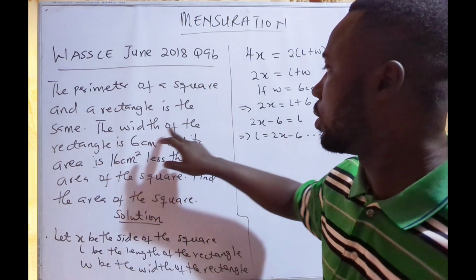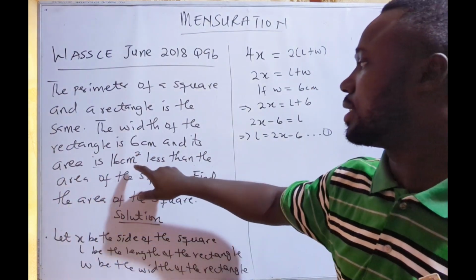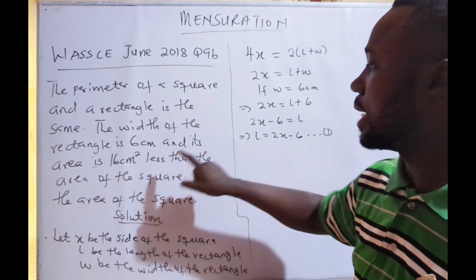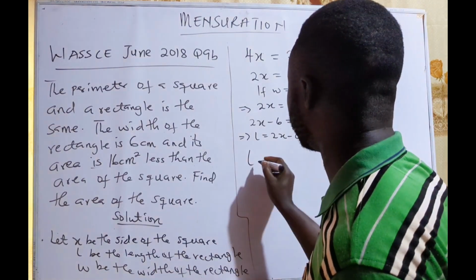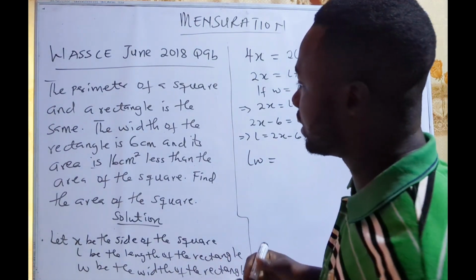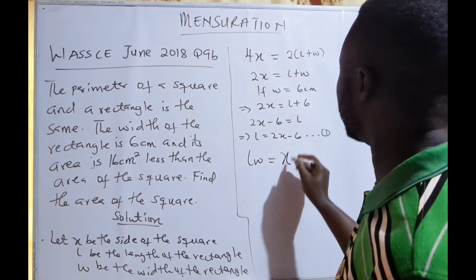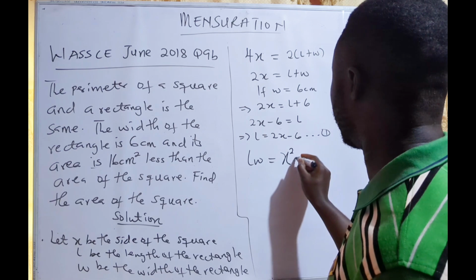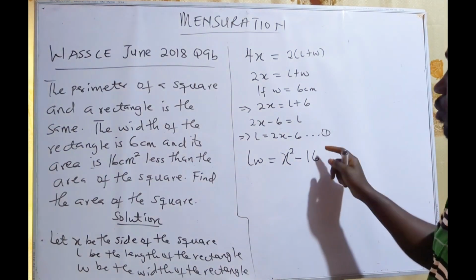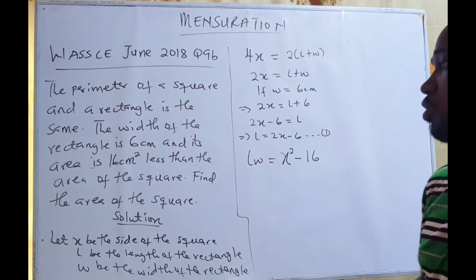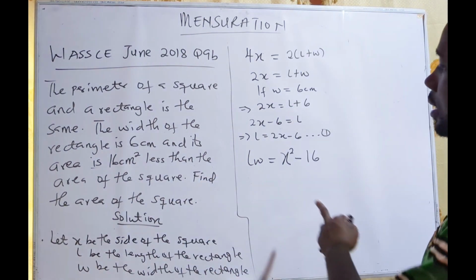And it said the width of the rectangle is 6, and its area is 16 centimeters squared less than the area of the square. So the area of the rectangle, which is length times width, is 16 less than the area of the square. What is the area of the square? The side of the square is x, so the area will be x squared. So the area of the rectangle is x squared minus 16. This is 16 less than the area of the square, so you have to subtract 16 from the area of the square. Or we can say the area of the square is 16 more than the area of the rectangle.